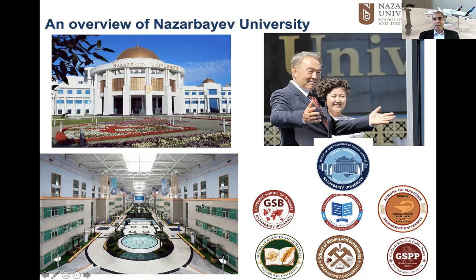You can see that it's a very lovely campus, and I wish to go back to this campus after this current crisis. It really has world-class facilities. You will see it later on in the presentation. The university has seven schools. One of these schools is the School of Engineering and Digital Sciences. This is the largest school in the university. And of course, engineering in any university is a major school, with other schools like medicine and others.